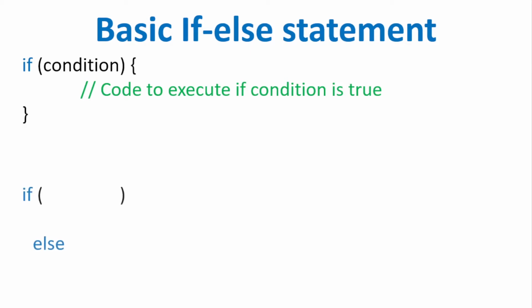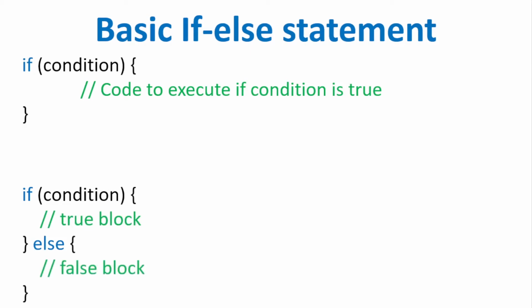Number two, if-else statement. This version adds an alternative. If the condition is true, the program runs the block inside if. Otherwise, it runs the block inside else. This helps manage two possible outcomes cleanly and clearly.